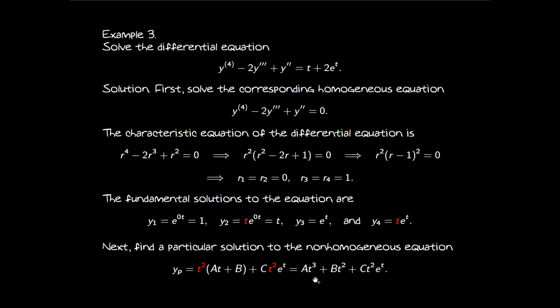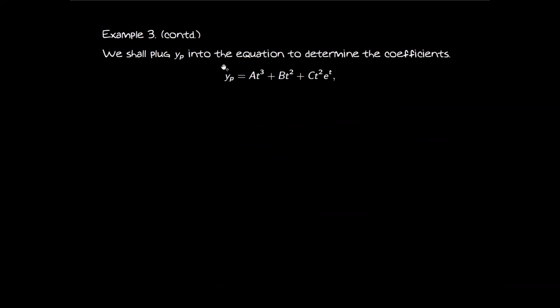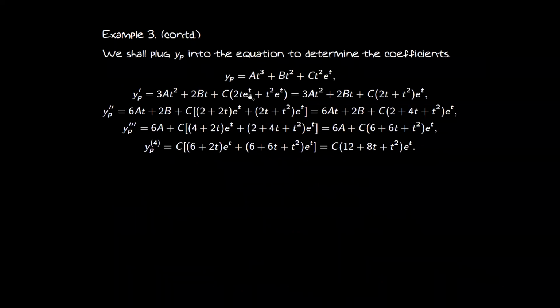Okay, now we need to determine the a, b, and c, and we just plug the y sub p into the original equation to determine a, b, and c. To do that, we need to find the derivatives up to the fourth order, right? So we'll just carry out the derivatives. The first two terms are very straightforward because these are powers. The last term is a product. Well, we can just use the product rule.